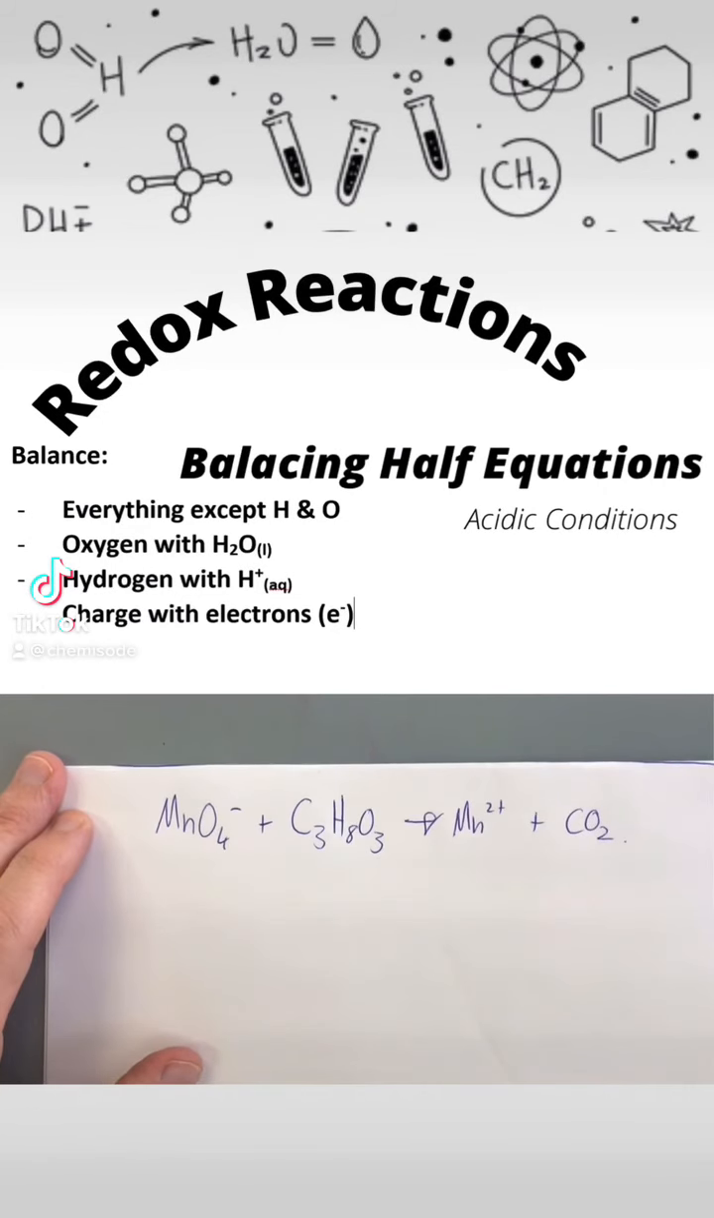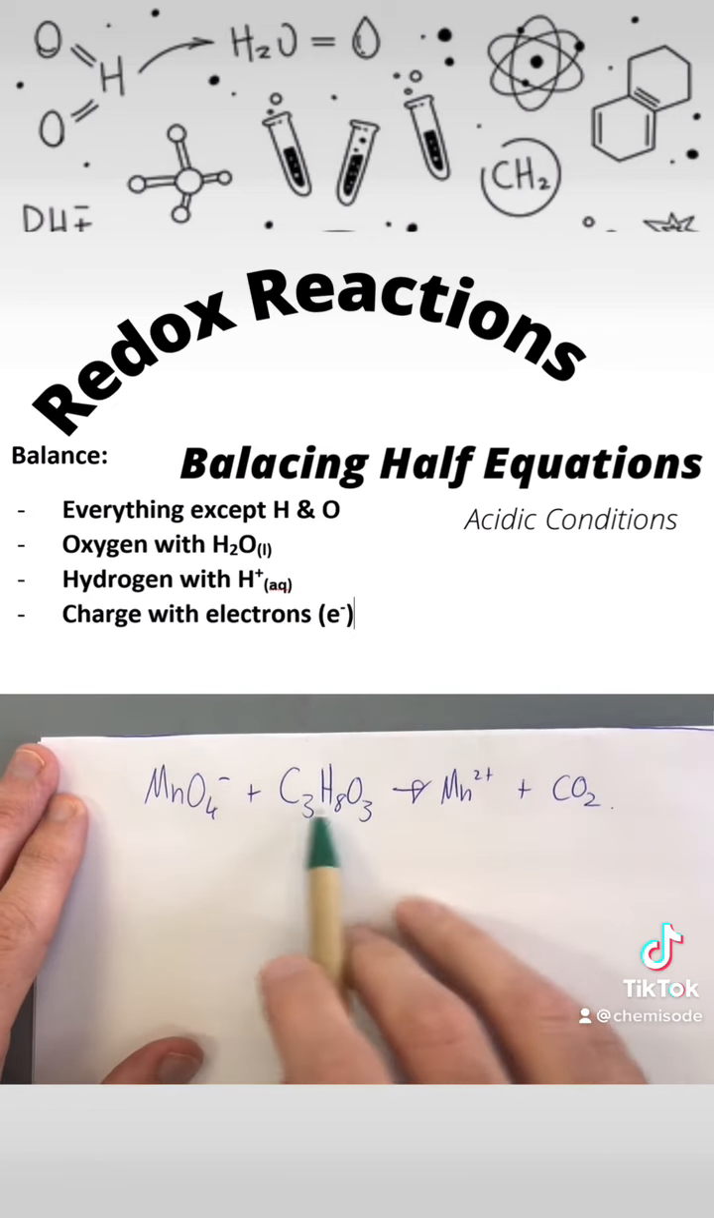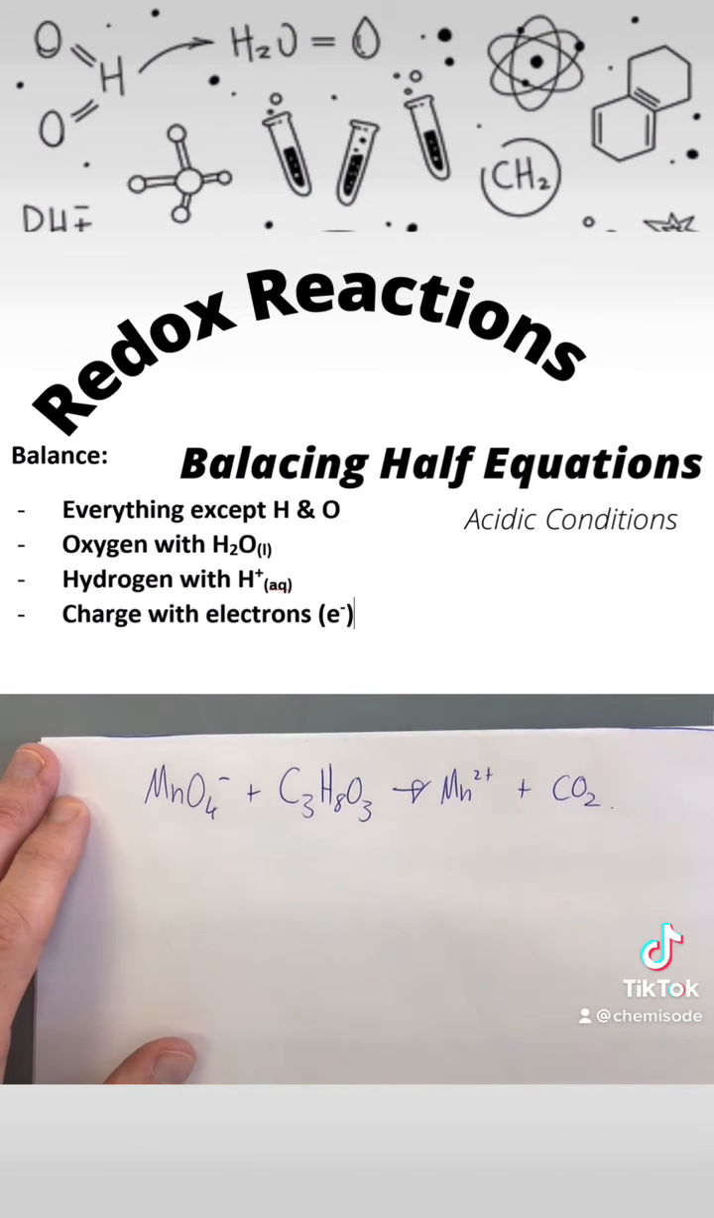The last video on redox half equations showed really simple half equations where you can see metals becoming ions or ions becoming metals. But not all redox reactions are quite that simple. Sometimes we have other things like oxygen involved, or we have organic compounds as well. How do we go about writing half equations for these?